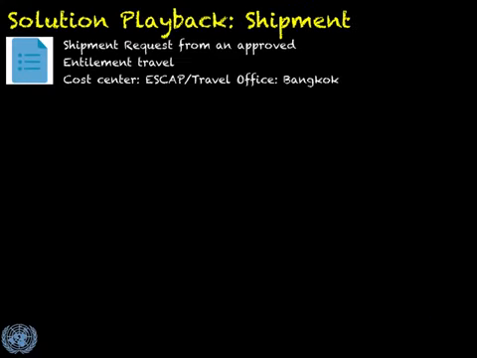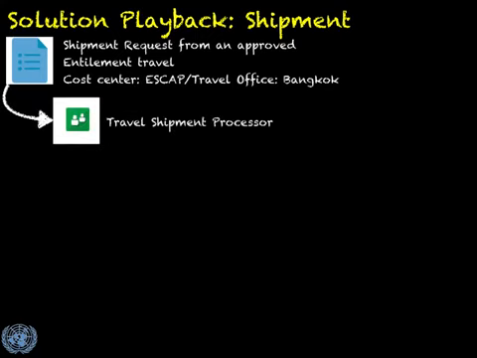The solution playback for the shipment. The shipment request is from an approved entitlement travel. So the cost center and the shipment office are also taken from the travel request document. And then when the shipment request is created, the system first finds out the travel shipment processor, which is an organizational unit, and all the people under the organizational unit. And the shipment processor validates, based on the UN established policies, whether the shipment is done within the policy governance.